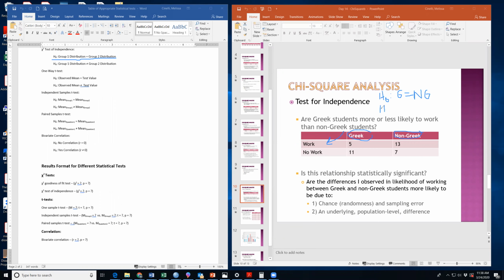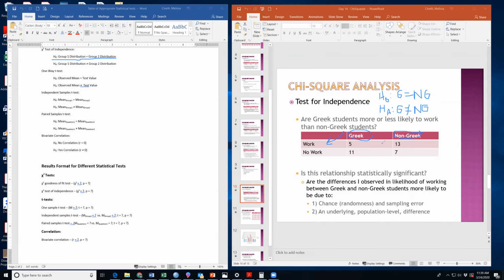Our alternative is always that the two groups are not the same. Greek does not equal non-Greek. These two groups are different from each other. When we look at the data provided by the sample, among the Greek students, 5 had a job, 11 did not. Among the non-Greek students, 13 had a job, 7 did not.